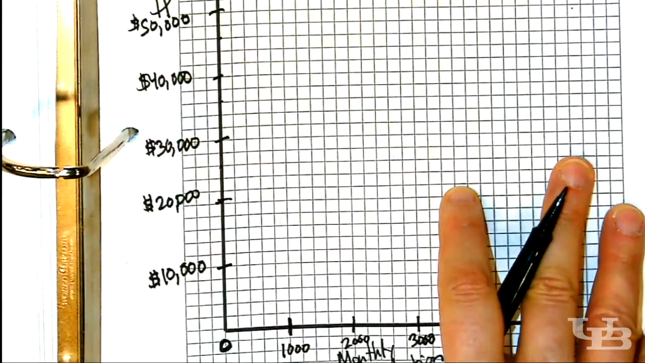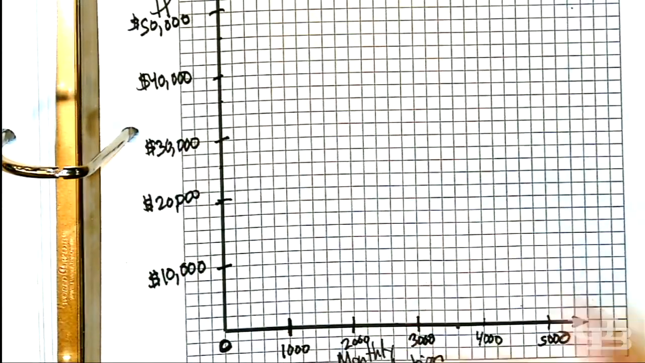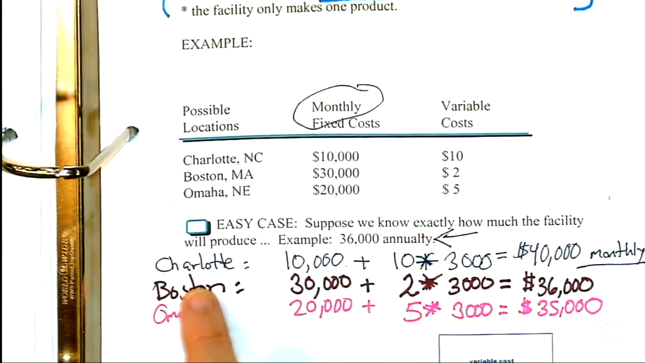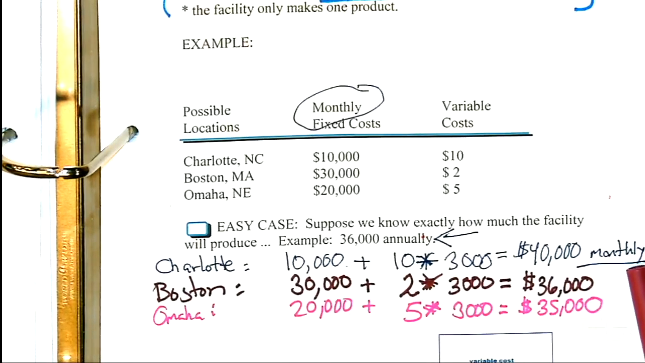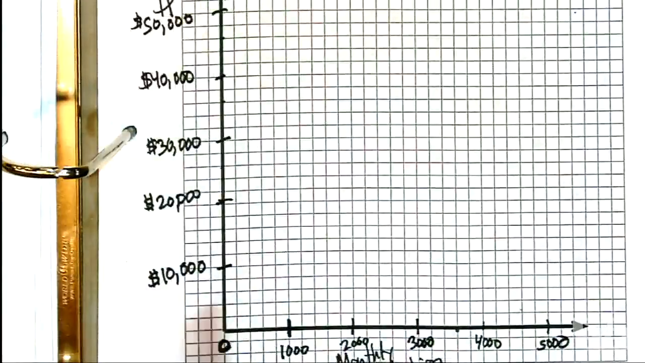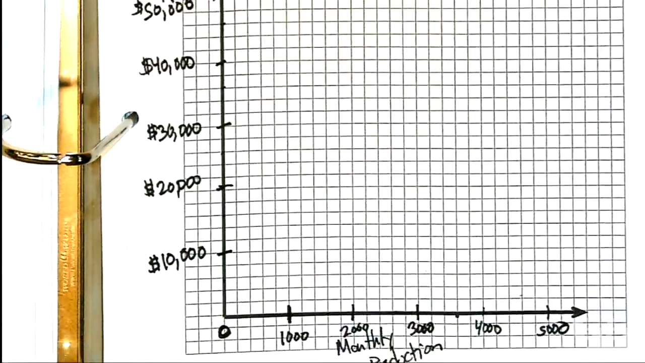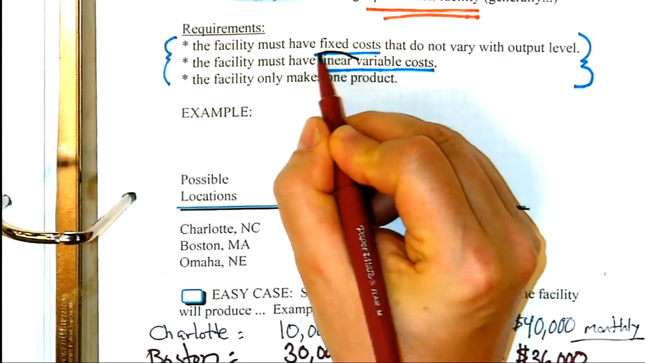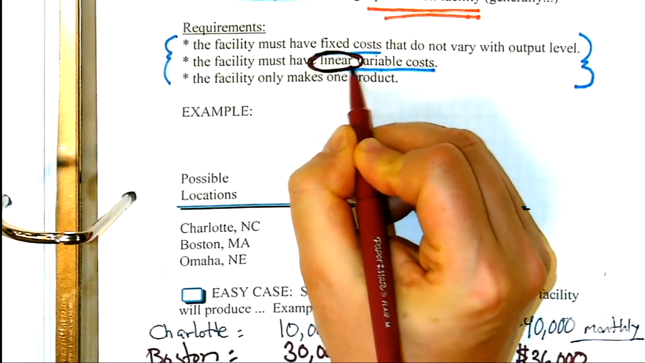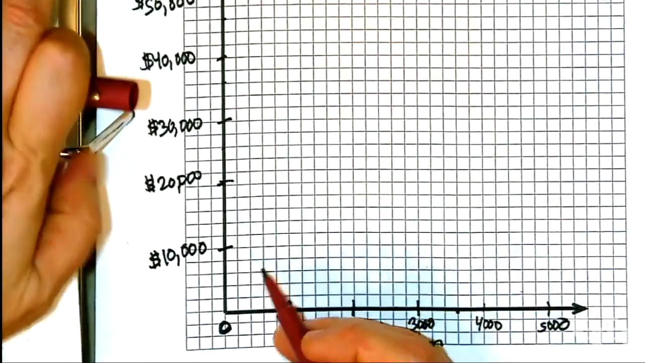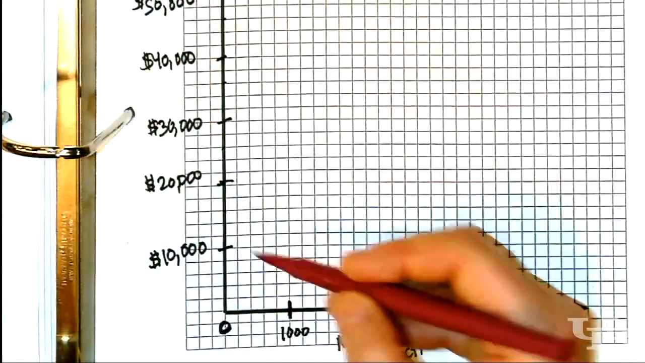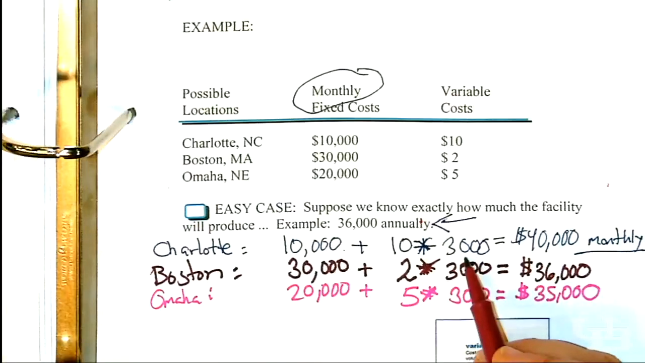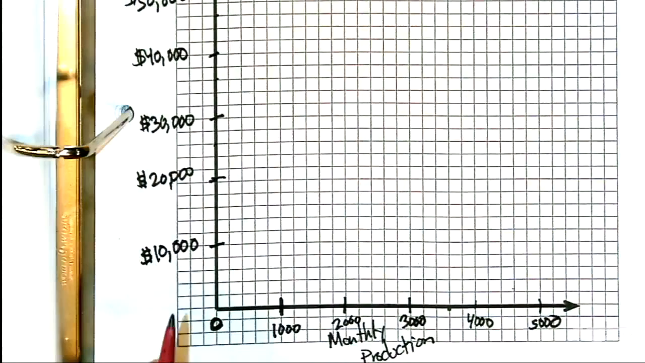All right, now, we have laid out the setting. What is it that we're actually going to illustrate? The locations. Let's begin with the first location, Charlotte. I want to illustrate the monthly cost of being in Charlotte, essentially over a whole range of production levels. Now, one of our underlying assumptions, and sometimes this is tricky in reality, but we'll just go with it, is that we have linear variable costs. That means that if I were to chart every possible level of cost in Charlotte, it's going to describe a straight line.